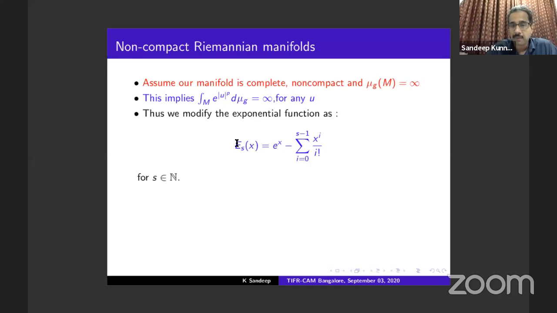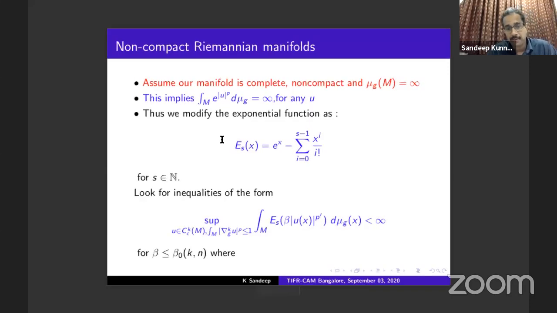Okay, and you can also see that e_s of x is greater than or equal to x to the power s by s factorial. So the hope is, can you replace the exponential by this kind of function, and can you prove such an inequality so that this kind of obstruction is not there? So that is the question I'm asking.